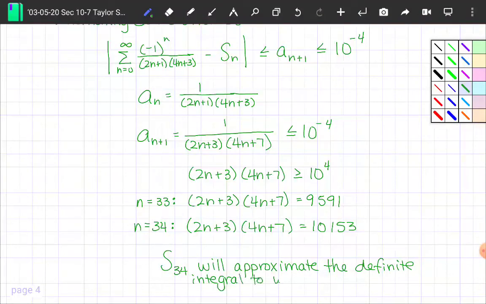To within 10 to the negative fourth. Ta-da! So that's it. That's going to be this in a nutshell.